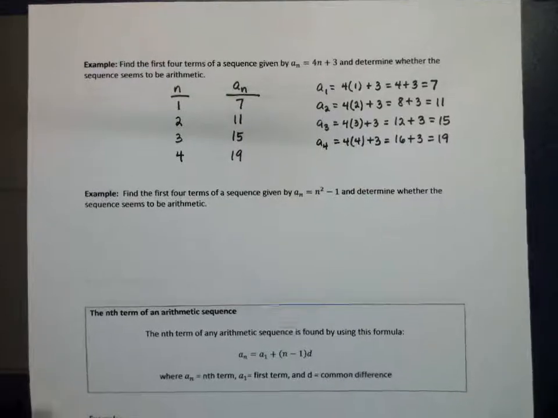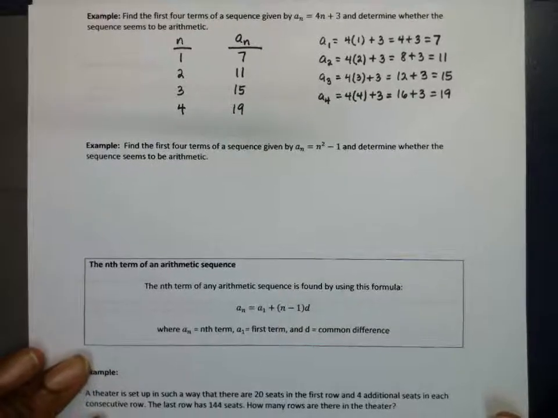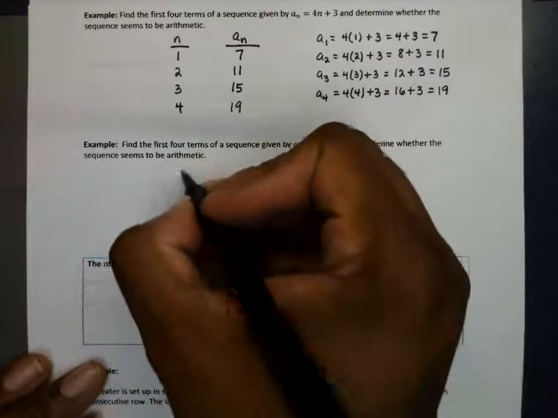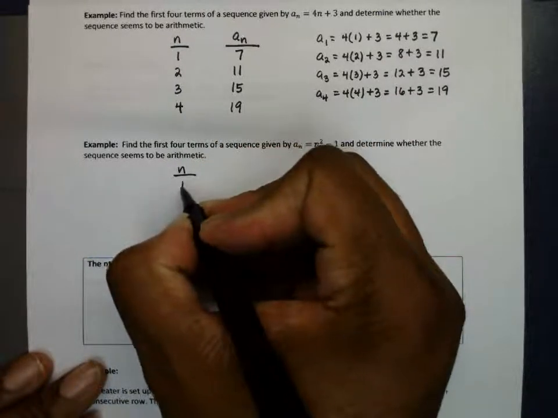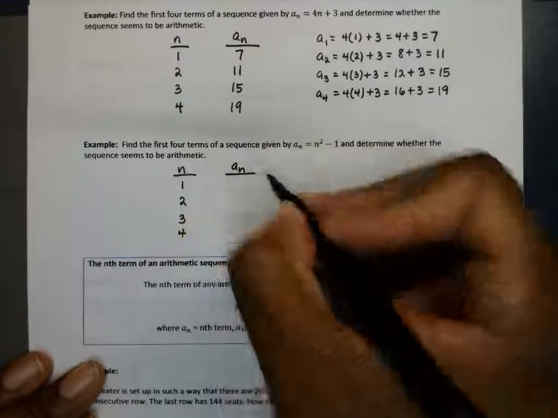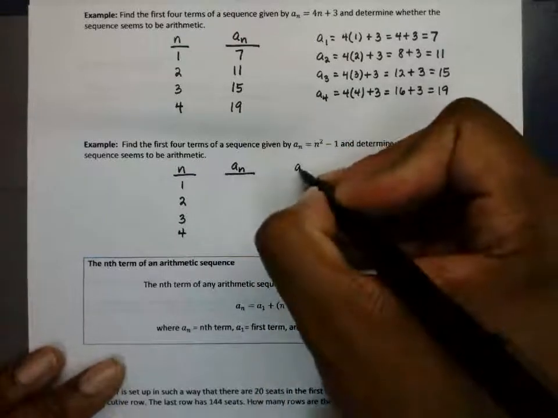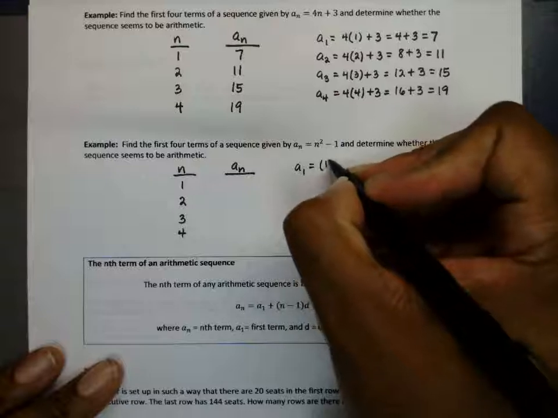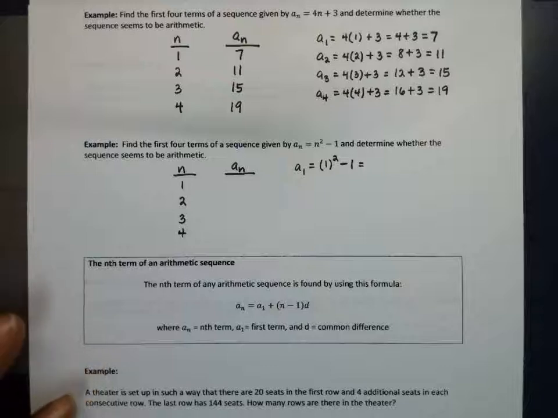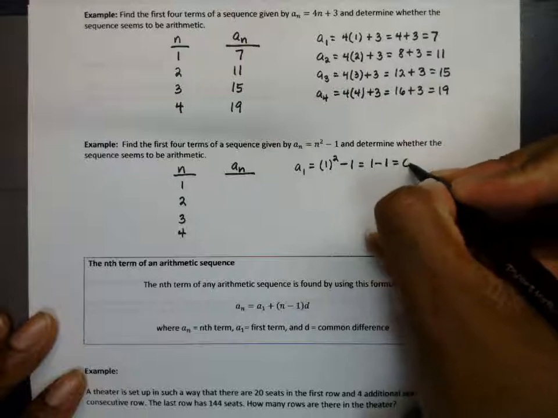And another example would be the first 4 terms of the sequence given by a sub n equal to n squared minus 1. And we want to determine whether that sequence seems to be arithmetic. Okay, so n will be 1, 2, 3, and 4. And then a sub n would be here. Now, n is going to be 1, so that means the first term, a sub 1, would be 1 squared minus 1. Now, 1 squared is the same as 1 times 1, which is 1, and 1 minus 1 is 0.